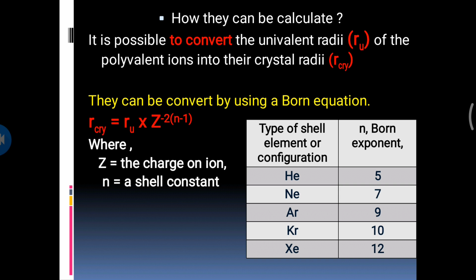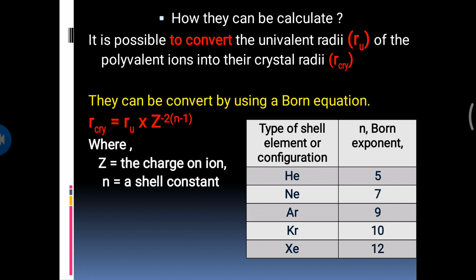Suppose our ionic radii belongs to the helium period. In helium, the Born exponent is equal to 5. If the ionic radii belongs to the neon family, the Born exponent is 7. Then if the ionic radii belongs to the argon family, its Born exponent n is near about 9.